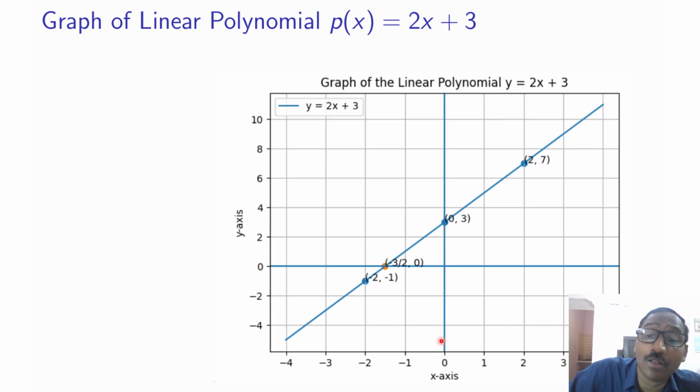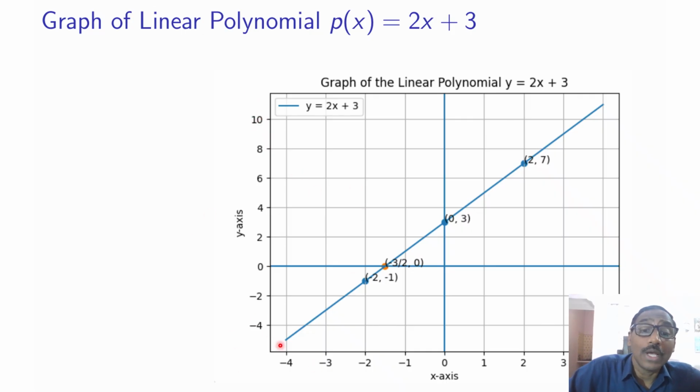We say this is the y-axis and this is the x-axis. The x values I have taken here are minus 1, 0, 1, 2, 3, and here minus 2, minus 3, minus 4. On the y-axis I have taken minus 4, minus 2, 4, 2, 6, 8, 10. This is the horizontal axis, the x-axis, so I have taken 0 here.